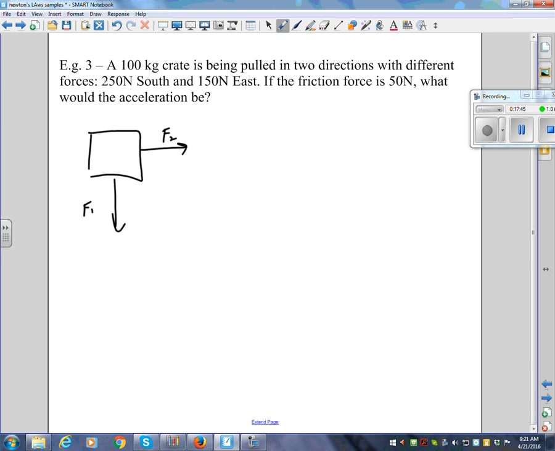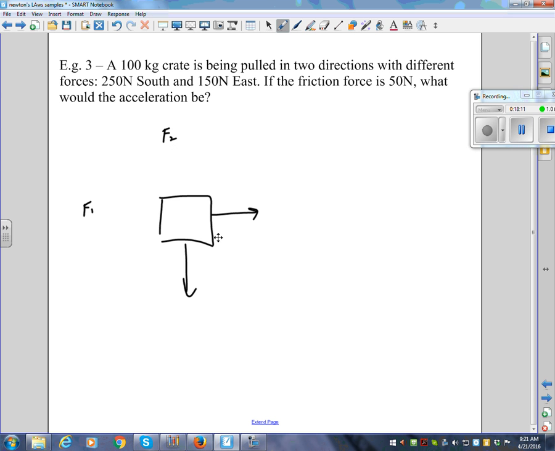I heard someone say, where do we put the friction? Where do we put the friction? He repeats the question back. Well, friction always opposes it. It doesn't oppose the forces, F1 and F2. It opposes the motion. So which way is this box thing going to go?